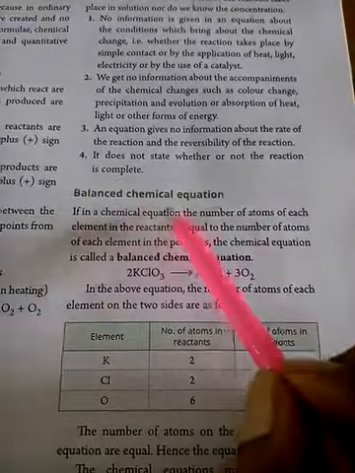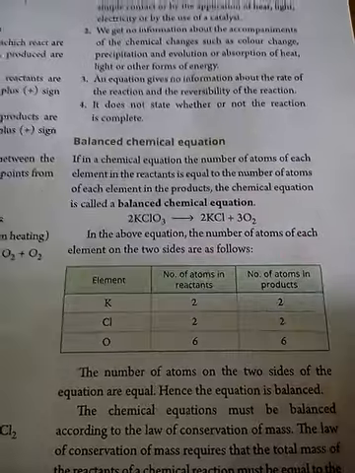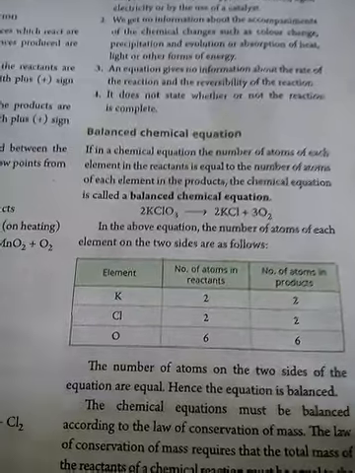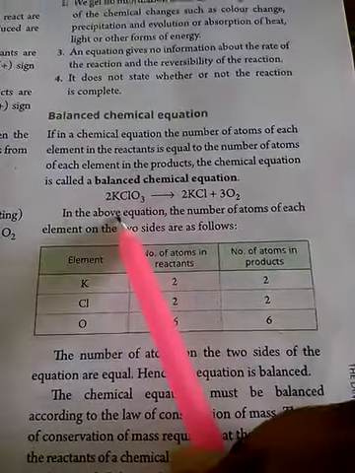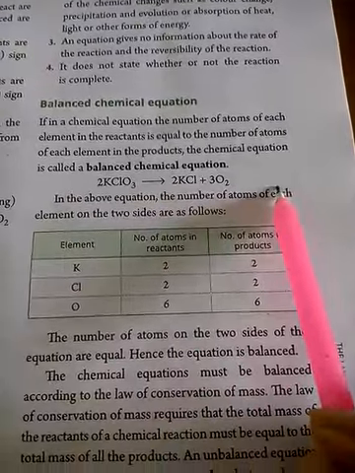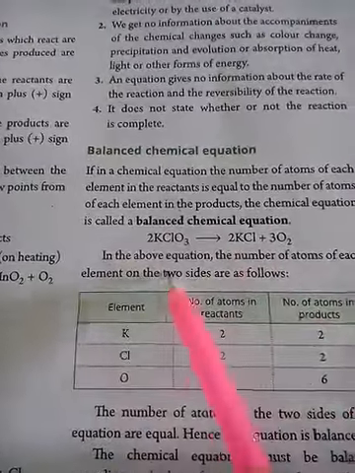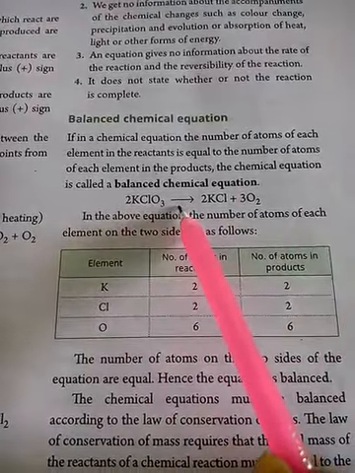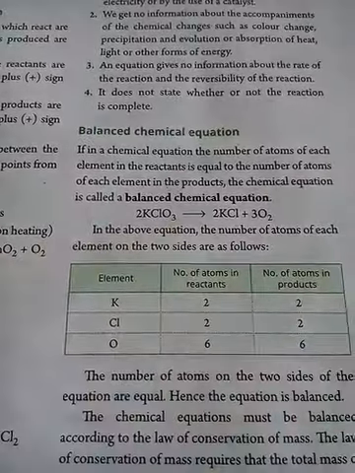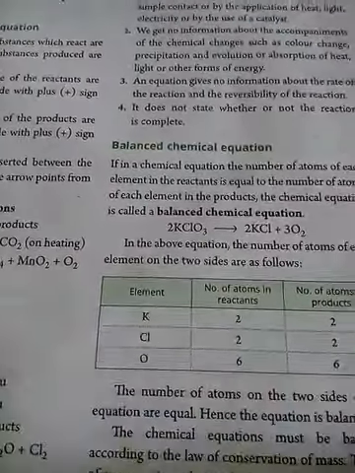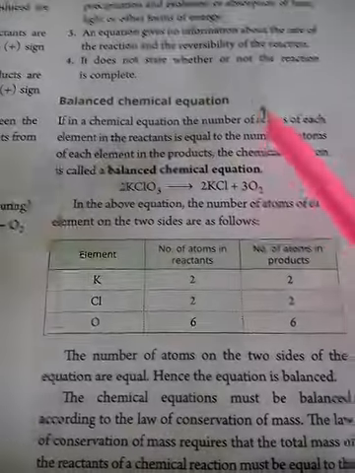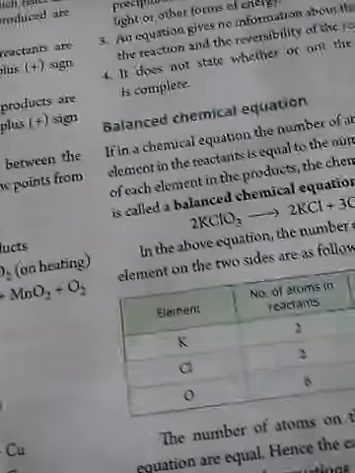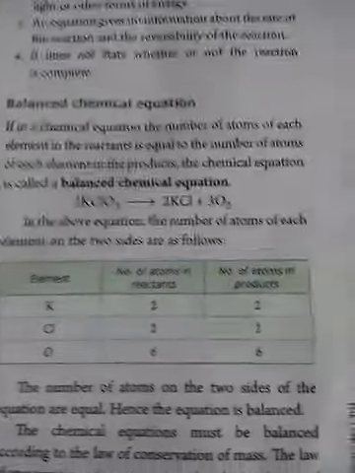Now let us go through the balanced chemical equation. How to balance a chemical equation? Whenever we speak about balancing, what is the first thing that should come to your mind? That you have to balance the left hand side and right hand side both. For that you need to check that the number of atoms present on the left hand side is equal to the number of atoms present on the right hand side. The balancing of a chemical reaction is always done on the basis of the law of conservation of mass.